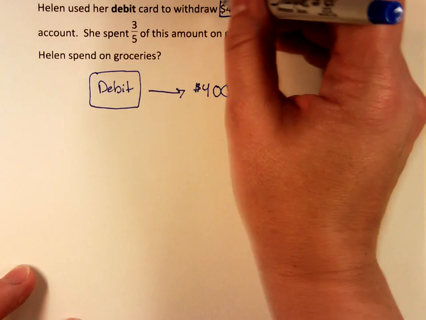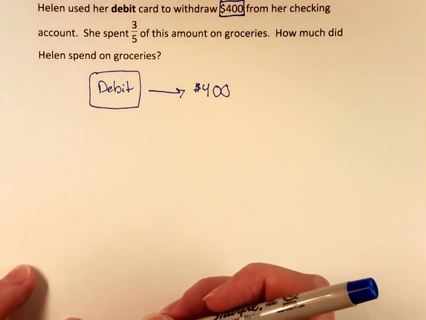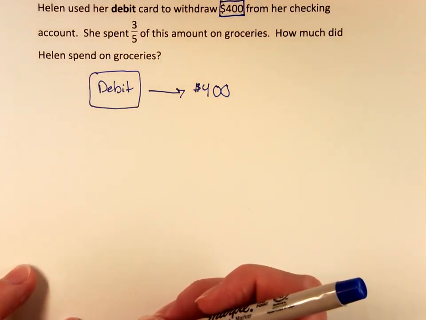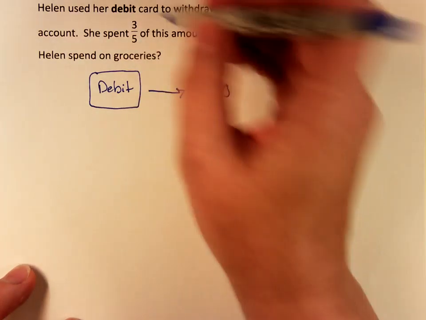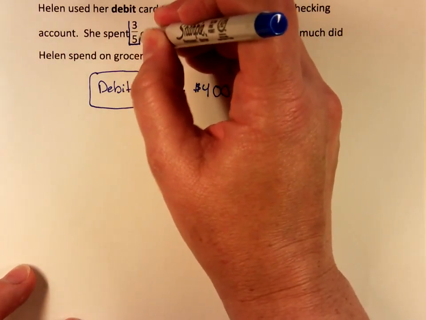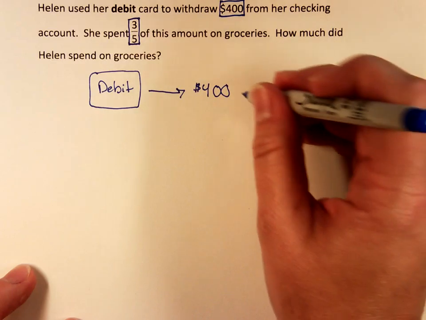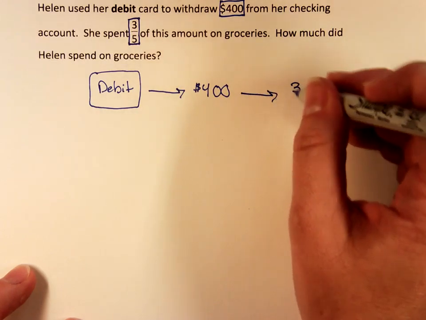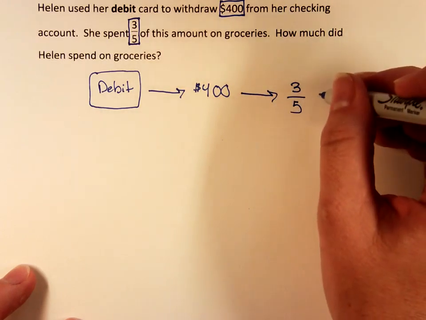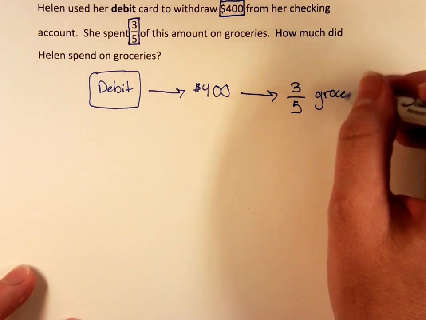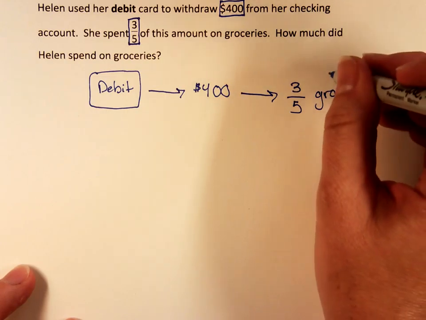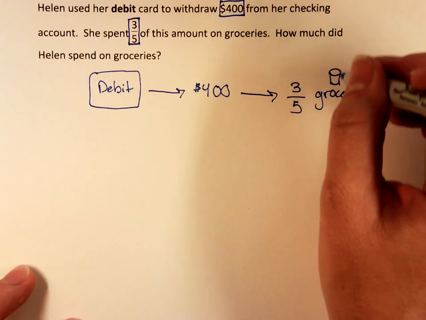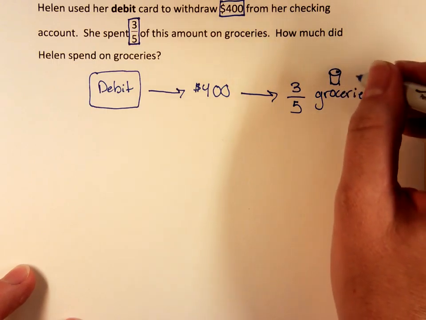That is an important number there. I'm going to outline it. But then of that money, she spent 3/5. Again, that's going to be a very important number. She spent 3/5 on groceries. Yum. Maybe she bought a can of something or some meat, who knows? An apple.